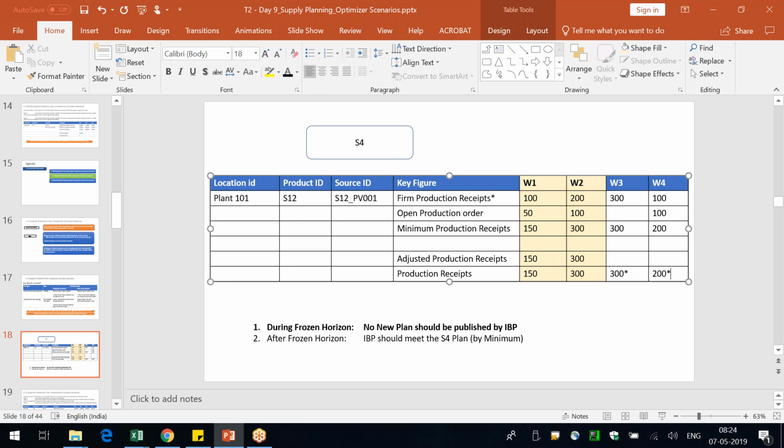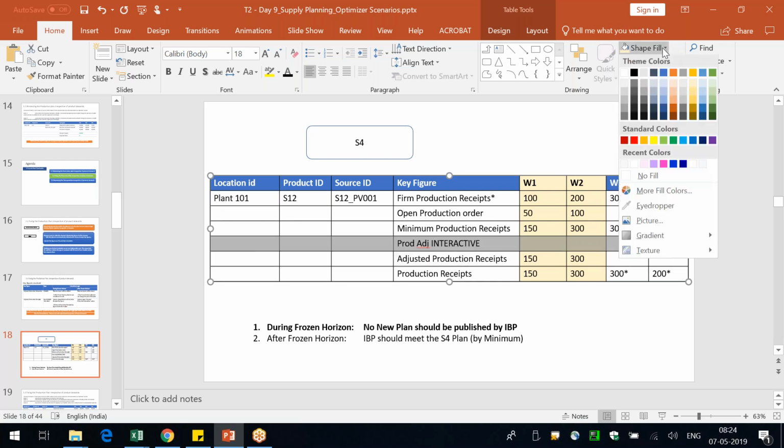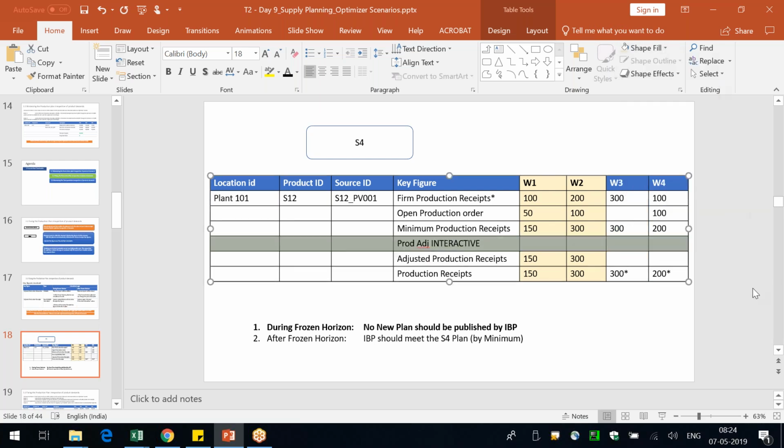But what if after the frozen horizon you can do the adjustments? For that, there's another key figure called production adjusted interactive. And guys, just remember, this is the only editable key figure. This is the only editable one, and here, this is grayed out. You cannot do any adjustments.